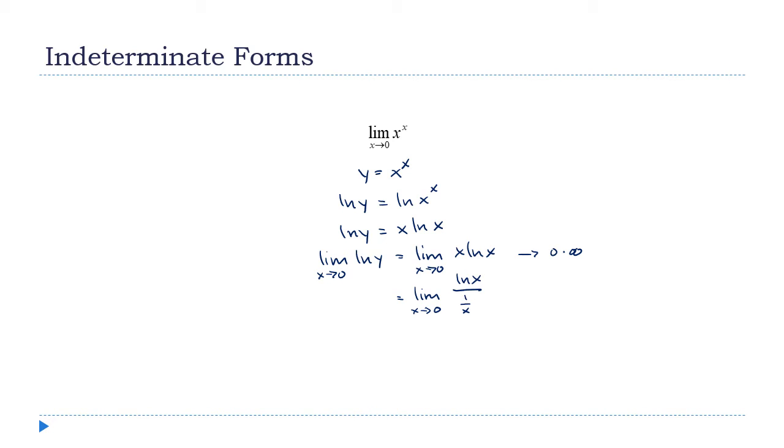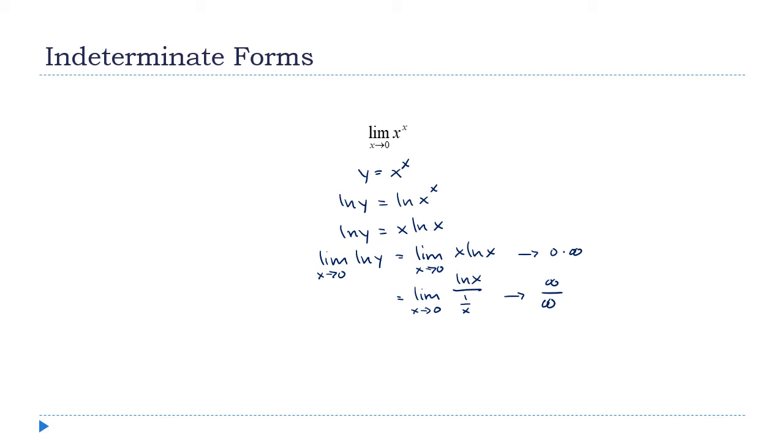Take a second and confirm for yourself that we do the thing we do: keep the numerator the same, change the division to multiplication, flip the denominator. You try simplifying that. It does equal the original. And now if you try substituting 0, this becomes infinity over infinity. That's an indeterminate form. Now L'Hopital's rule applies.